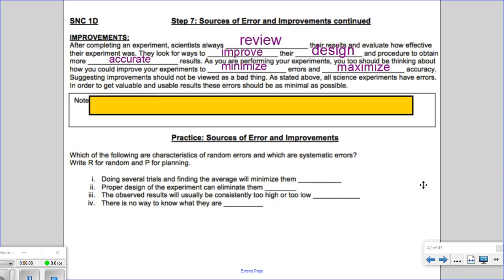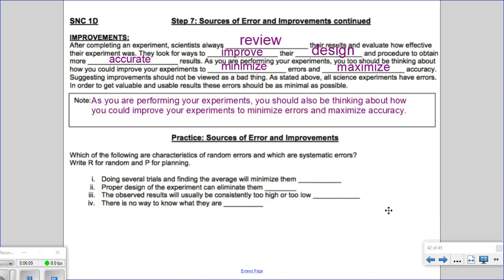As stated above, all science experiments have errors. In order to get valuable and usable results, these errors should be as minimal as possible. And just note, as you're performing your experiment, you should be thinking about how you can improve your experiments to minimize errors and maximize accuracy.